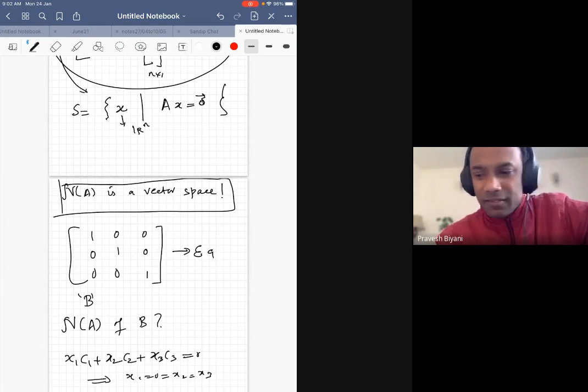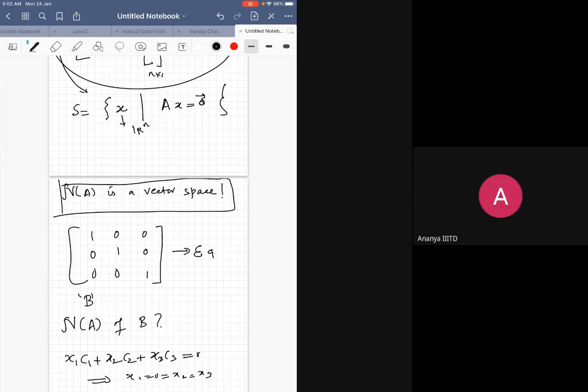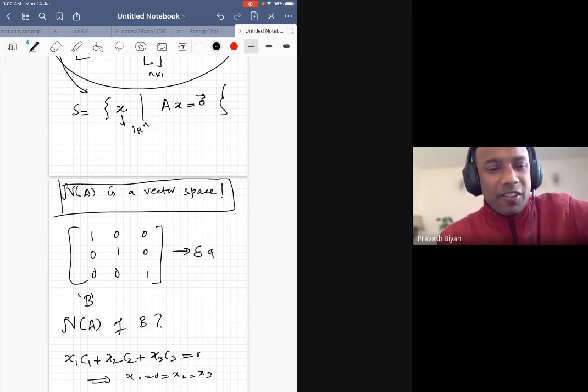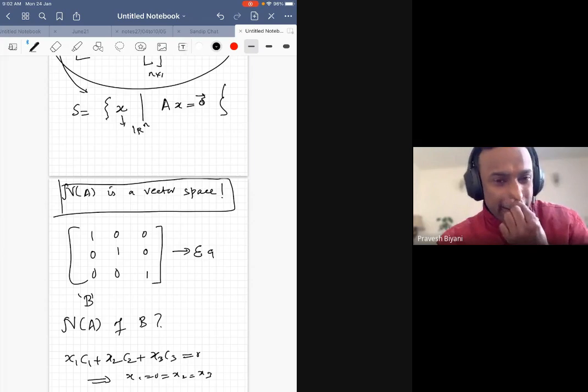Right, Ananya? Yes, sir. So do you want to revise your answer now? So you're saying that they are not linearly independent. These three columns that I've written are not linearly independent. That's what you're saying now.